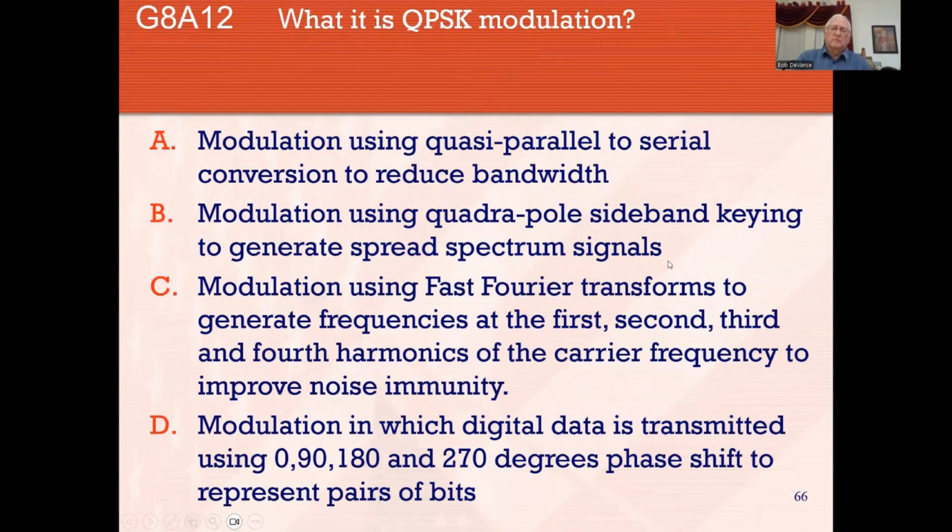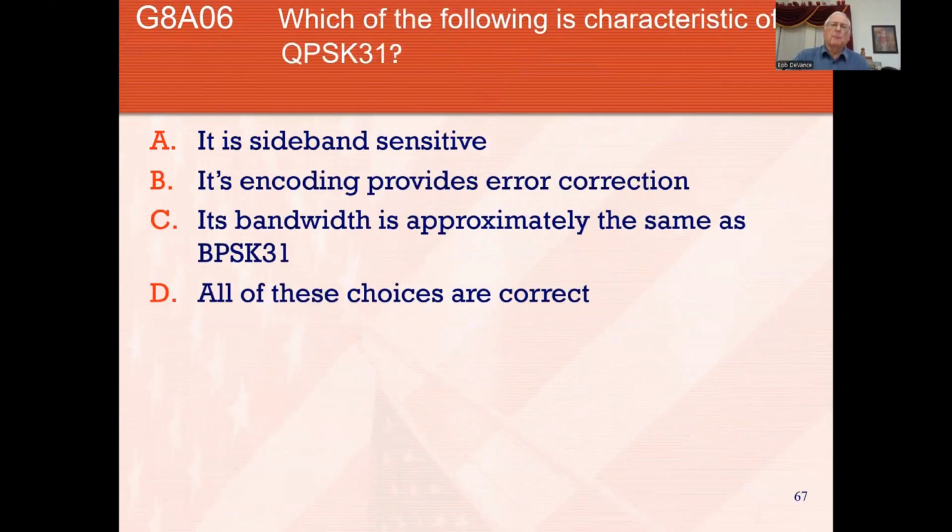What is QPSK? Look for something that says 90 degrees. That's the quick and easy way to do that. Use 0, 90, 180, or 270 degree phase shift. Which is a characteristic of QPSK? It has to be on the correct sideband. Its encoding provides a wee bit of error correction. Its bandwidth is about the same as regular old binary PSK, regular PSK 31, which is 31.25 hertz. All of those are correct.